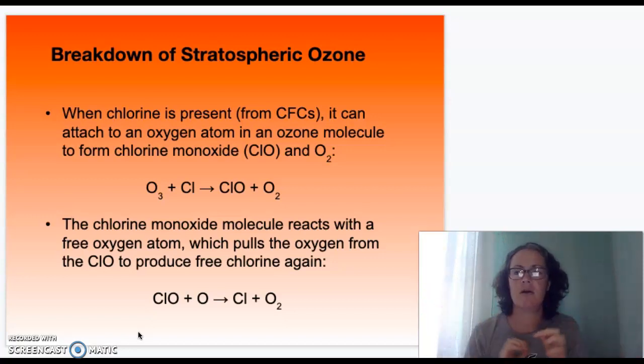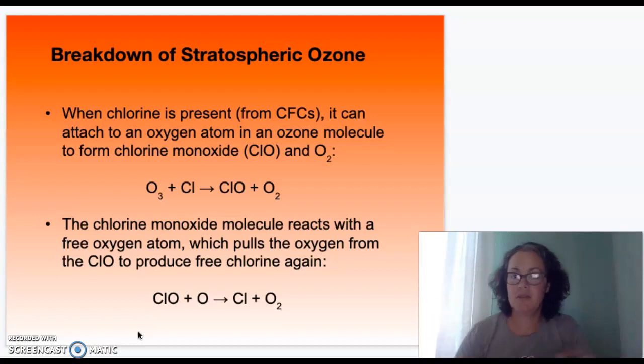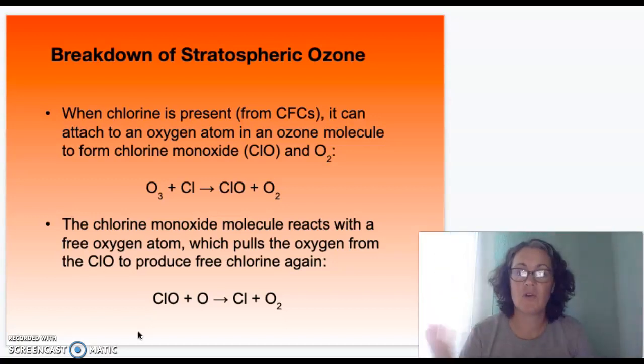But CFCs, there was a reason why they were produced, and it was a good reason, but we needed to find some technology that would work better. And so what happens is the CFCs are let out of an aerosol or a tank, and then they float up into the air, and the chlorine dissociates from the chlorofluorocarbon, and the chlorine is free floating and available to bond with an oxygen.